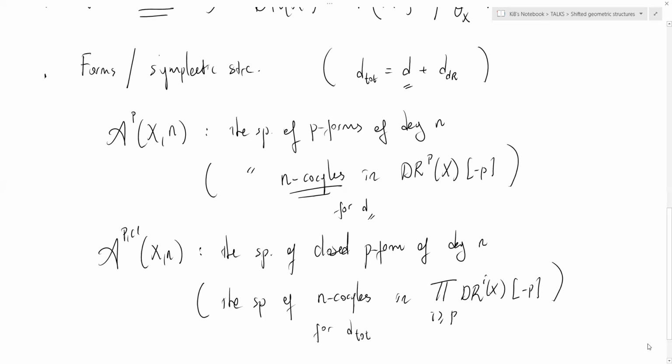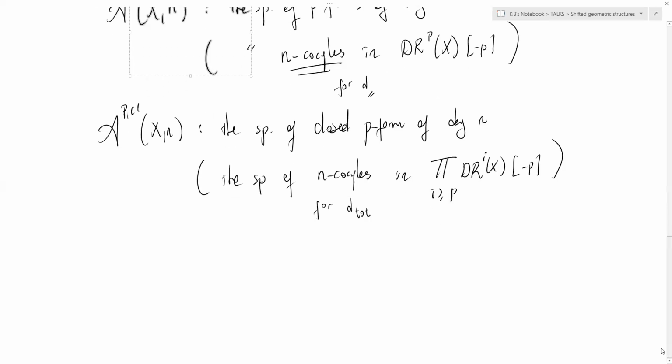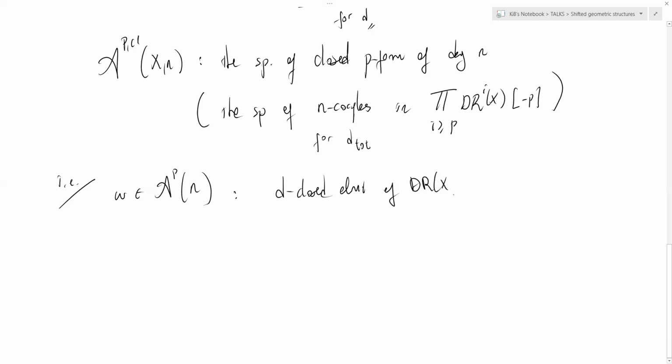So what does it mean? It means that if we consider a typical element from here, the n-shifted p-forms, another equivalent terminology, I just suppress the underlying space. It means that this is just a d-closed element of this de Rham complex, and the weight p, but the cohomological degree p plus n. Okay, weight p with cohomological degree p plus n.